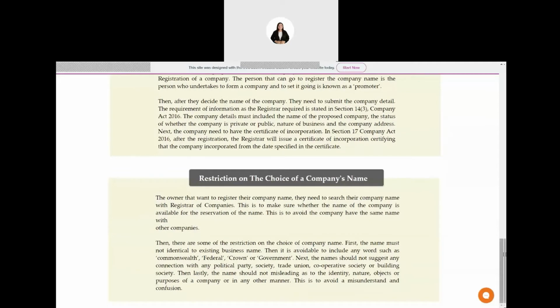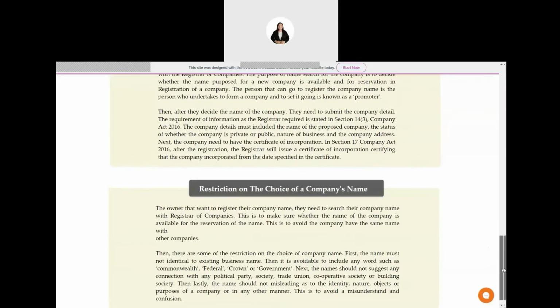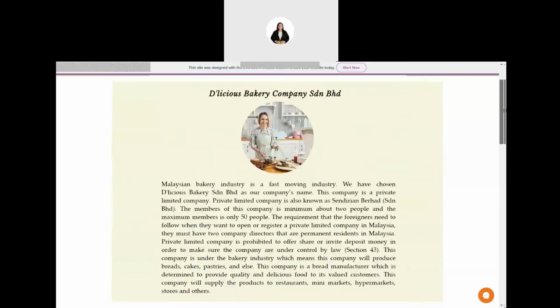Next are the restrictions on the choice of company name. There are 4 restrictions. First, the name must not be identical to an existing business name. Secondly, it must not include words such as Commonwealth, federal, crown, and government. Next, the name should not suggest any connection with a political party, society, trade union, or building society. Lastly, the name should not be misleading as to the identity, nature, object, or purpose of the company. This is to avoid misunderstanding and confusion. I will pass it to the next presenter.